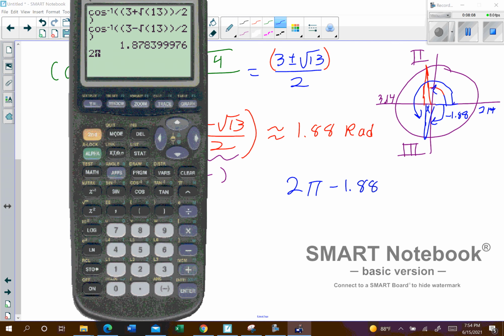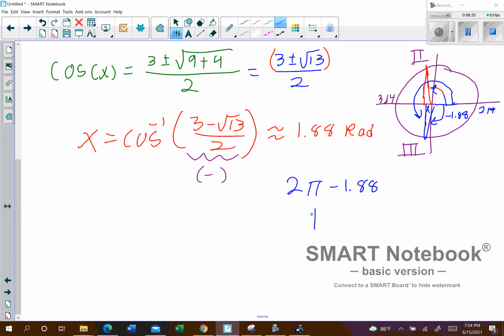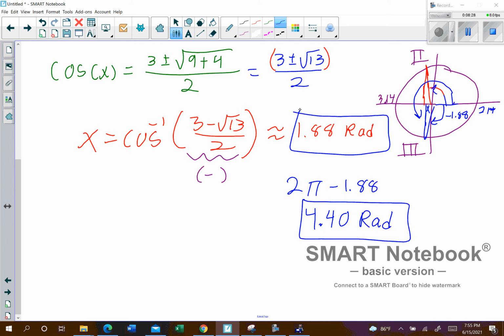So 2 pi, and then minus 1.88. And we're going to get 4.40. So 4.40 will be my other angle right there. Okay, I hope that helps.